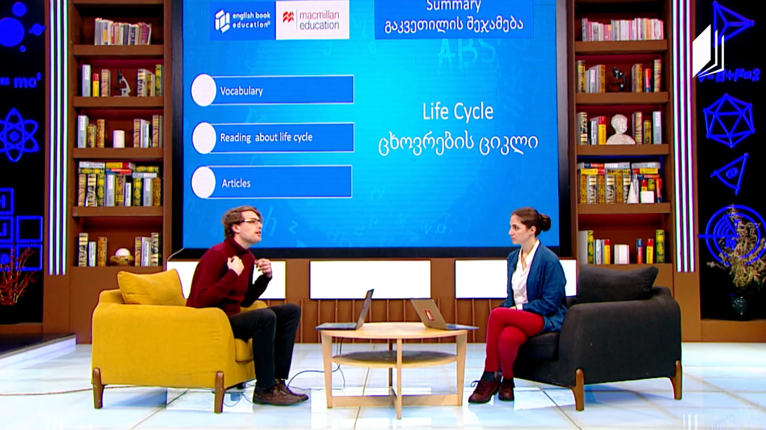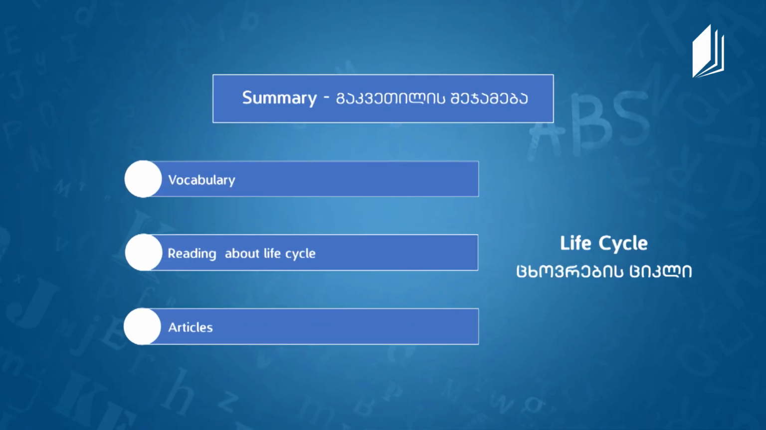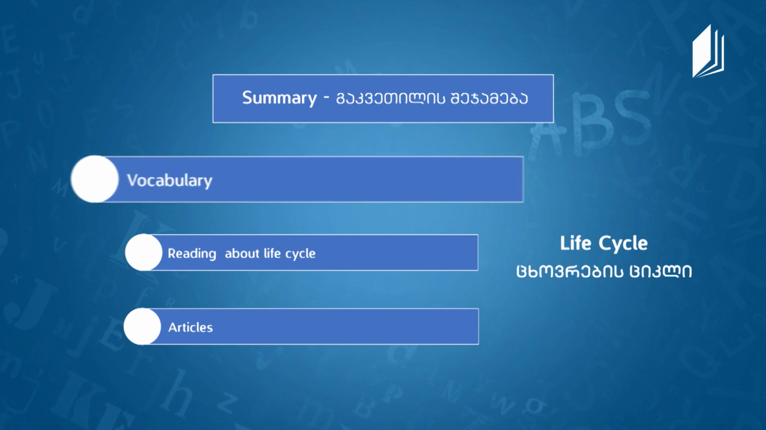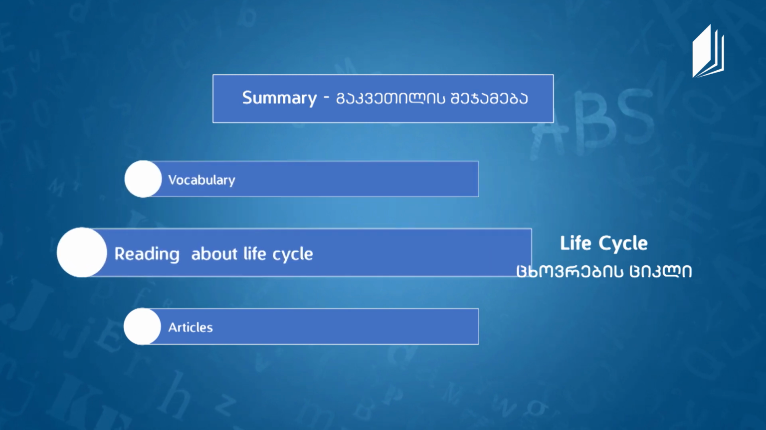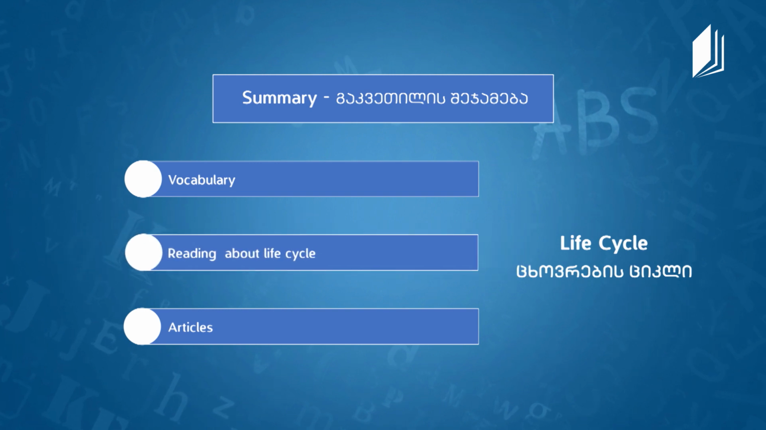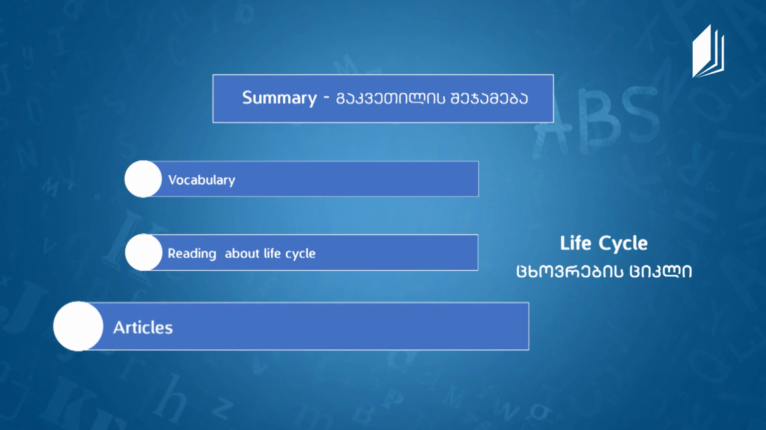So now let's move on to the summary. We're almost finished with the lesson now. And so we went through the vocabulary about life cycle, and then we went on to reading about the life cycle in the reading comprehension. And then lastly, we talked about articles in our grammar section.